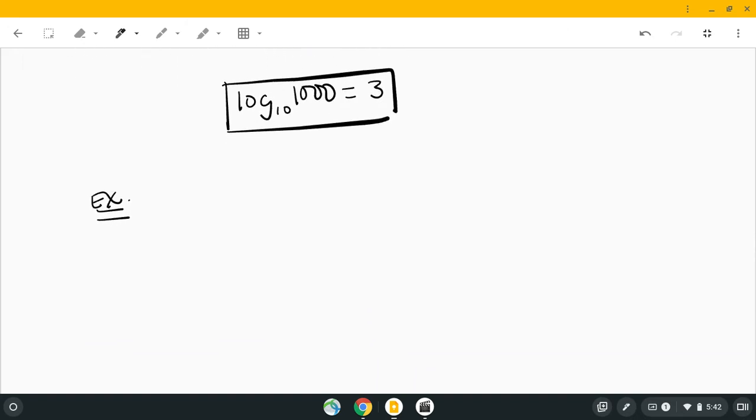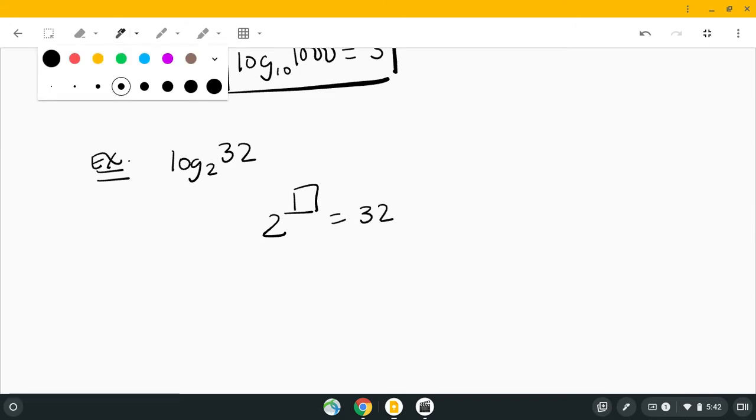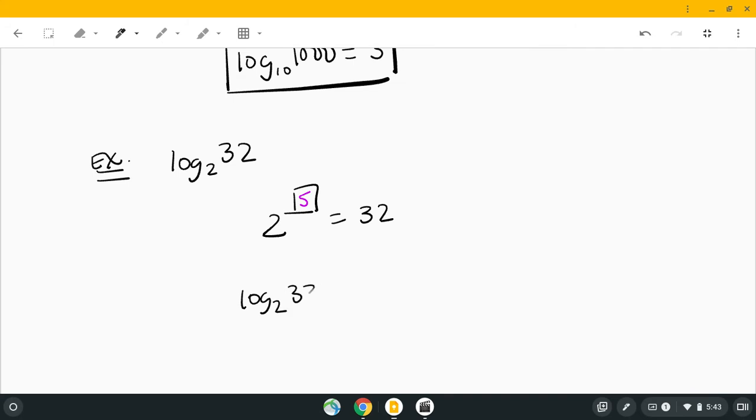All right, let's try another one. Suppose that I have this one, log base 2 of 32. Okay, so here, again, I'm trying to find the exponent. 2 to what power equals 32? And hopefully you're able to see that that power has to be 5, right? So then that's going to be your answer. When you evaluate log base 2 of 32, it should equal 5.